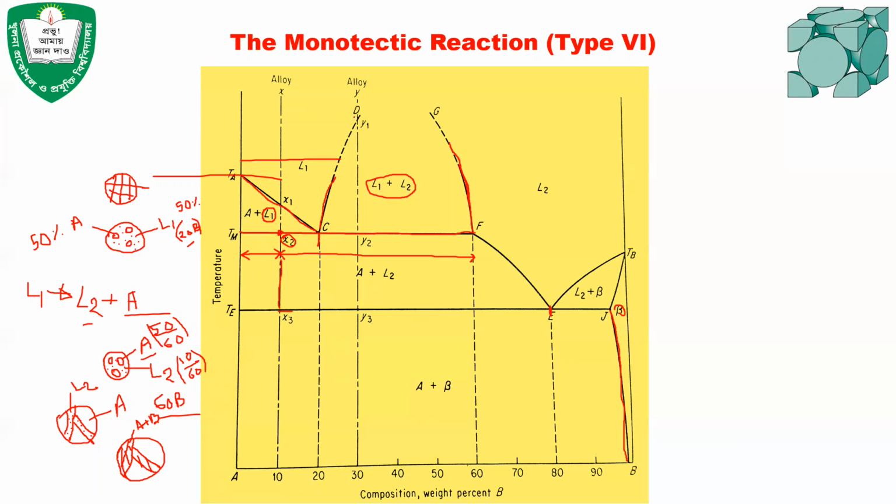All right. Now, if we look at the alloy Y, in the case of alloy Y, at very high temperature, there will be only single liquid. But when the temperature drops below this line, then liquid 1 and liquid 2 will be separated. How do we determine what is the chemical composition of liquid 1 and liquid 2?